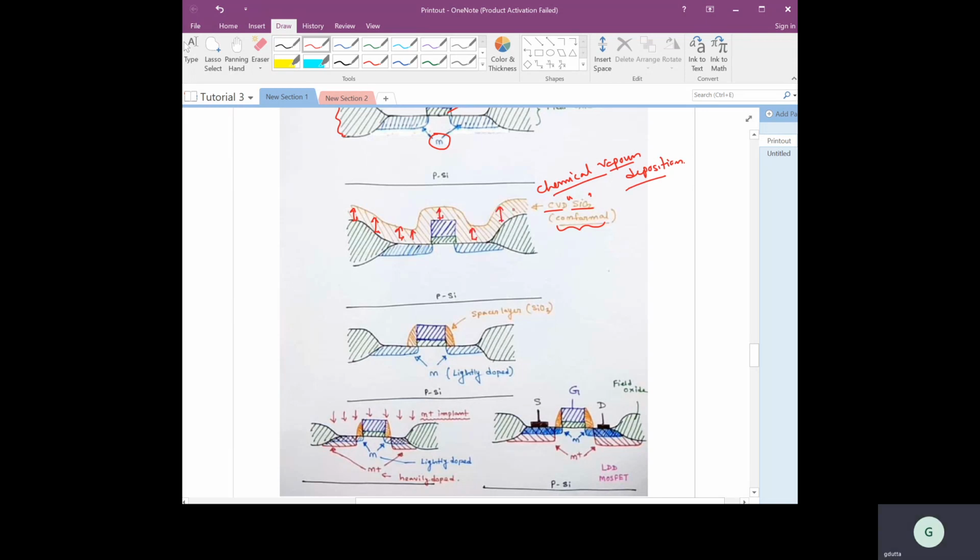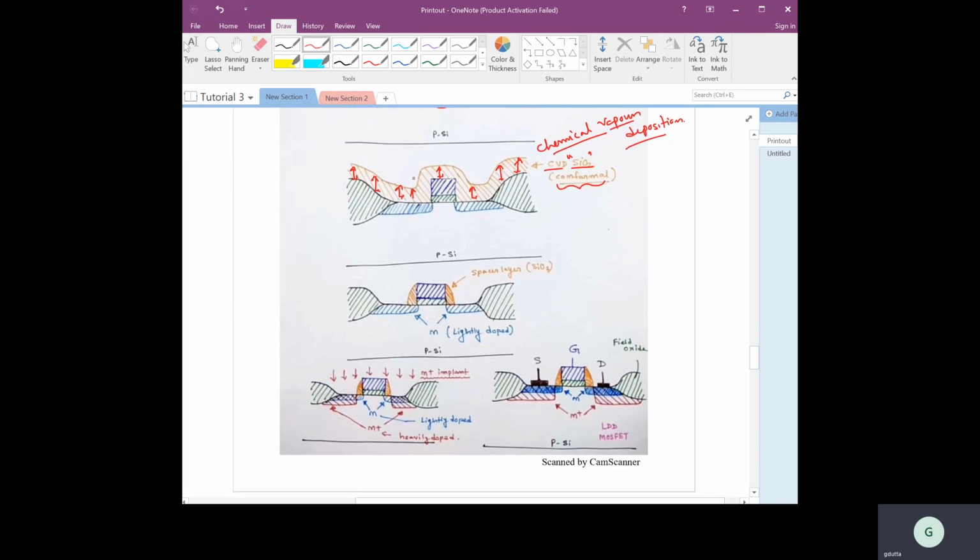Right, that's what this means by conformal. Fine. So once we have formed this conformal silicon dioxide, the next step would be to etch this silicon dioxide. You might be surprised: if you are etching it, then why in the first place have we deposited it? The reason why you are etching it will be clear to you just now.